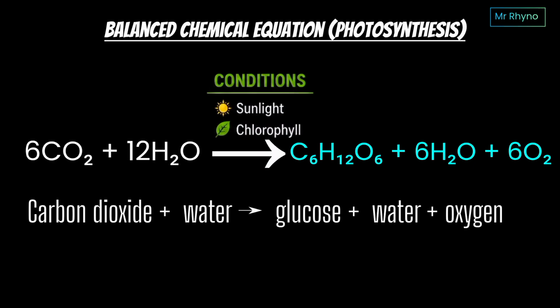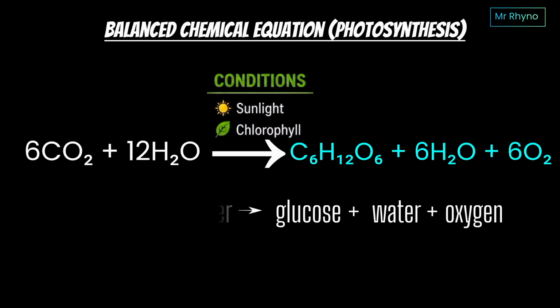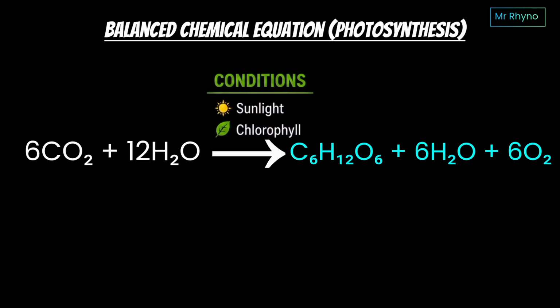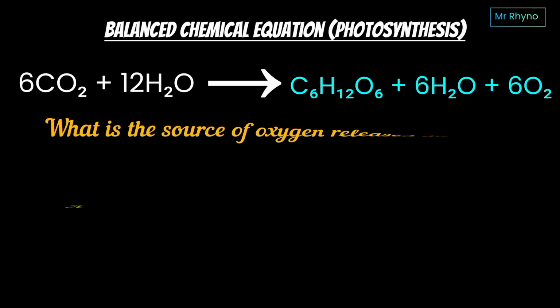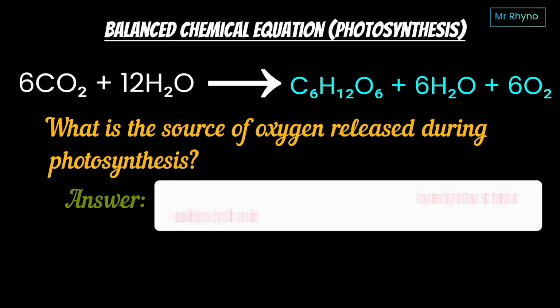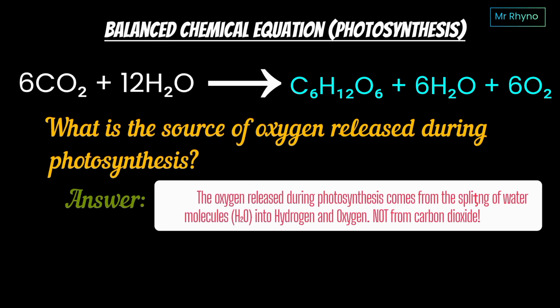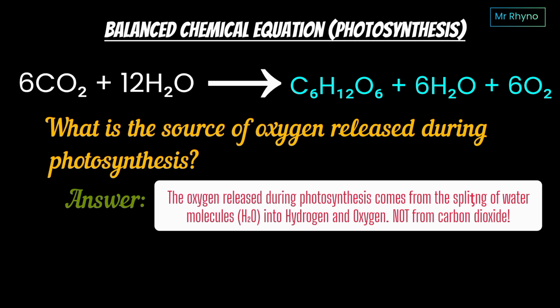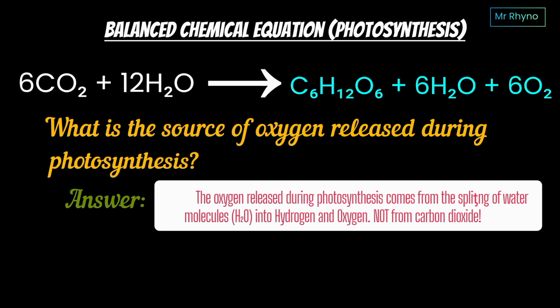water plus oxygen. Now here is a board exam favorite question. What is the source of oxygen released during photosynthesis? The answer is the oxygen released during photosynthesis comes from the splitting of water molecules into hydrogen and oxygen, not from carbon dioxide.